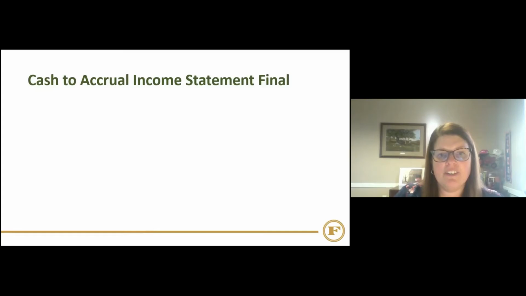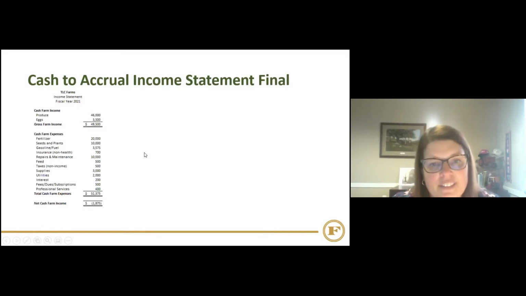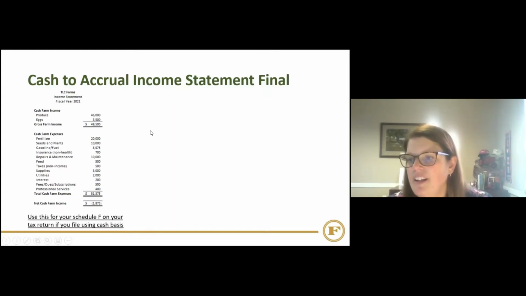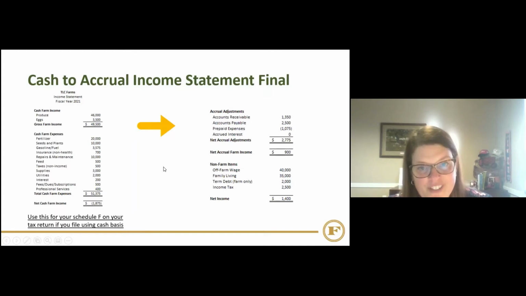So let's put everything together. Well, we started with your cash income statement, which is here on the left. And again, you can use this for your Schedule F and your taxes as long as the time period you're running it for is January 1st through December 31st. Then we went to your accrual adjustments. We took out the revenue and expenses that were not earned or used in the covered time period. After that, we factored in non-farm production items such as off-farm wages, family living, term debt, and income taxes. If you do not have an off-farm job, then your farm has to pay, okay?